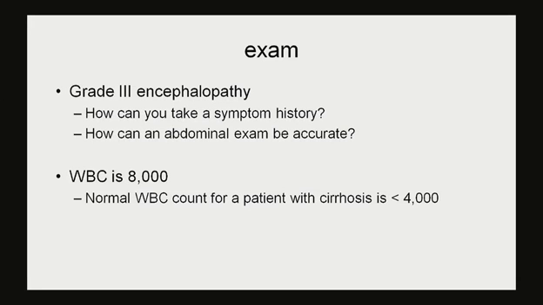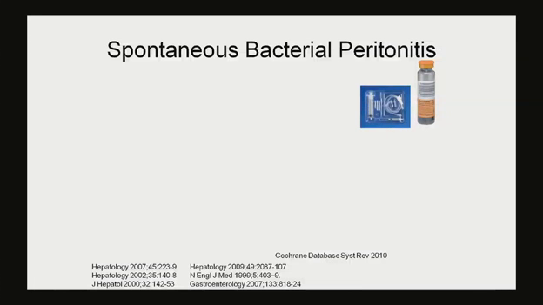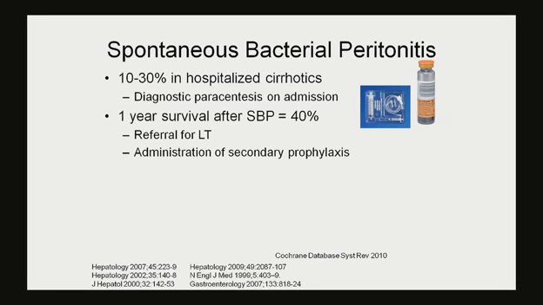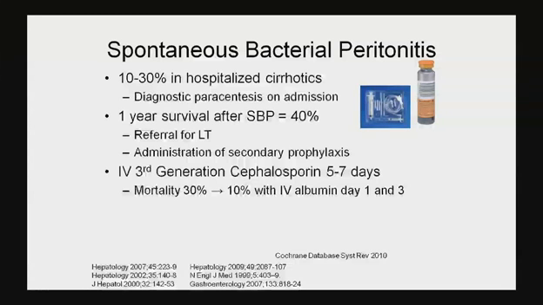Grade 3 hepatic encephalopathy, white count has gone from 4,000 to 8,000. Patient is infected until proven otherwise. Another slide talks about the rate of SBP in hospitalized cirrhotics, and the need for repeat paracentesis, even if the first one was negative, if the patient is changing their clinical status. SBP has a terrible 1-year survival rate. Refer those patients for liver transplant if they're a candidate. And of course, secondary prophylaxis is needed if the protein in the ascites is under 1 to 1.5.